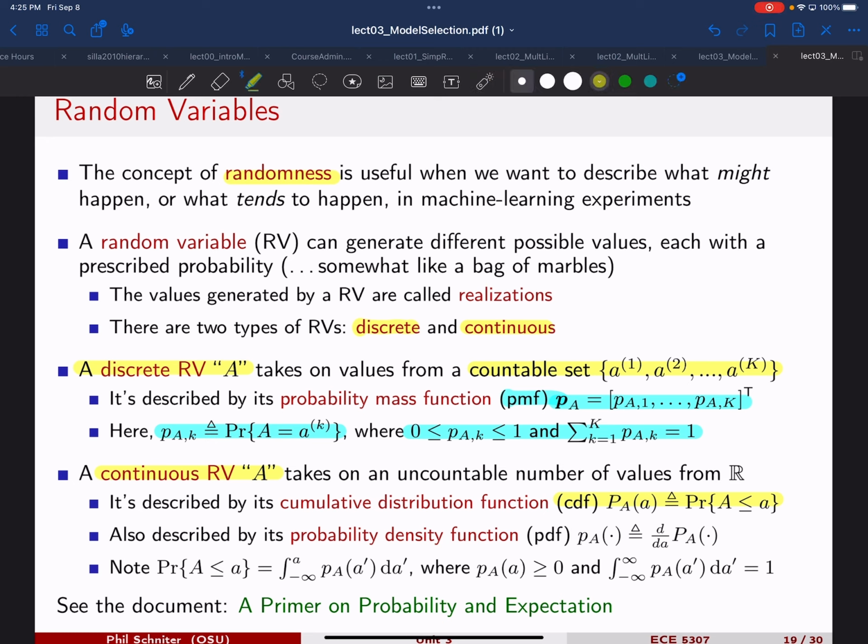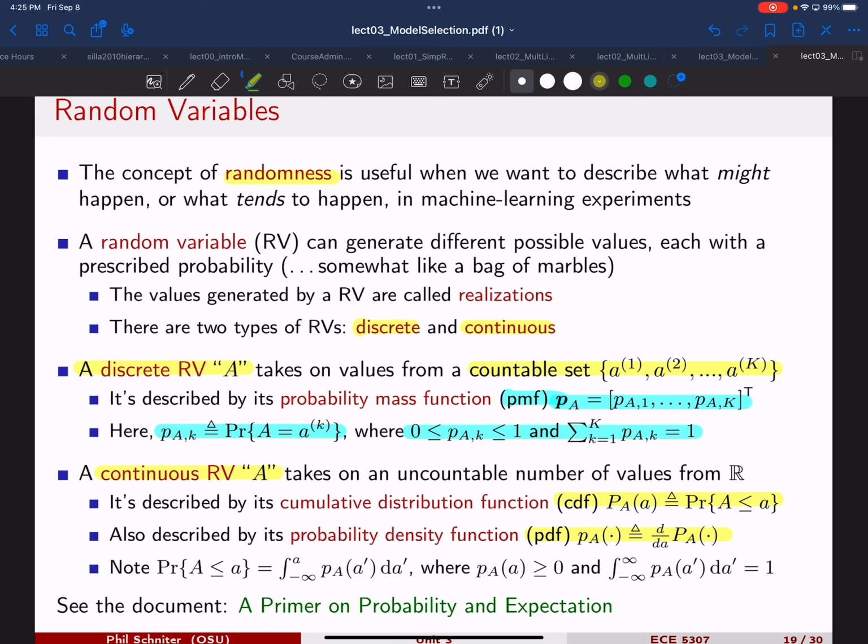More often we deal with its derivative. The derivative of that with respect to A, that's the PDF. That's a density function. Similar in spirit to a histogram, kind of, but a histogram is something we compute from measured data, whereas a PDF is a kind of theoretical quantity that describes a random variable.